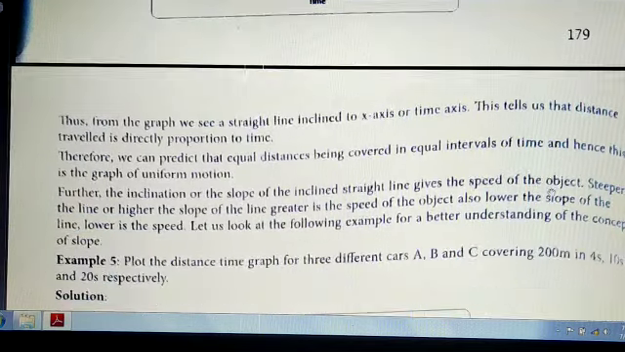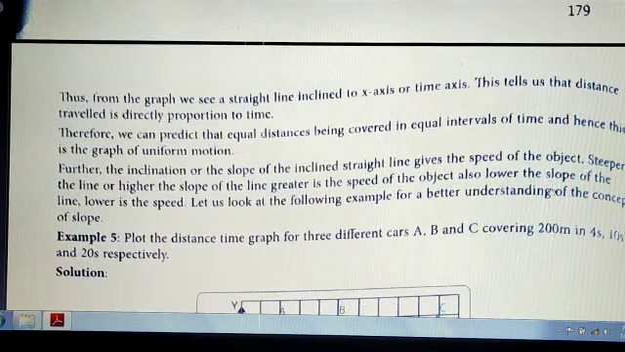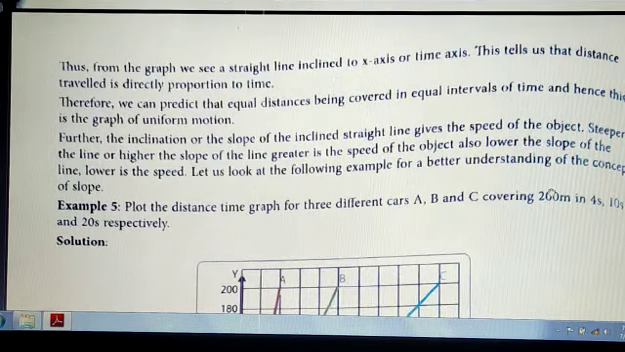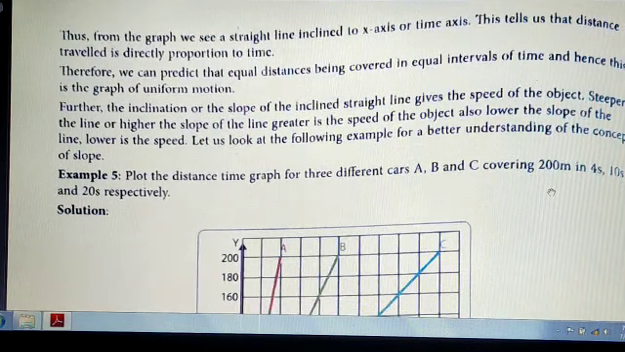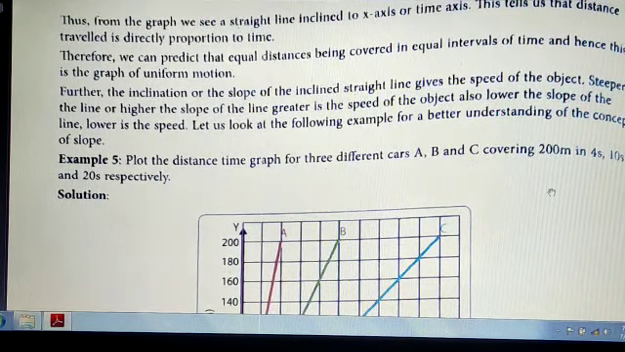So thus from the graph we see a straight line inclined to x-axis or time axis. So this tells that distance traveled is directly proportional to time. Now the inclination or the slope of the inclined straight line gives the speed of the object. Steeper the line or higher the slope, greater is the speed.